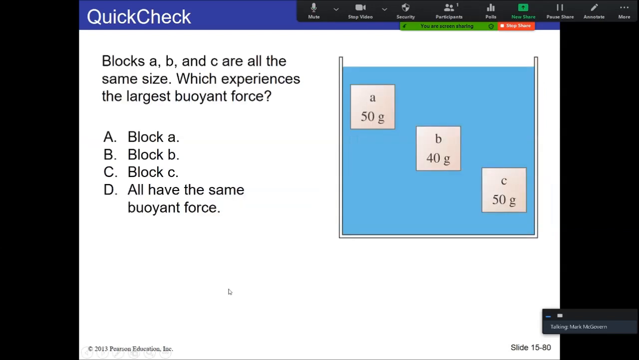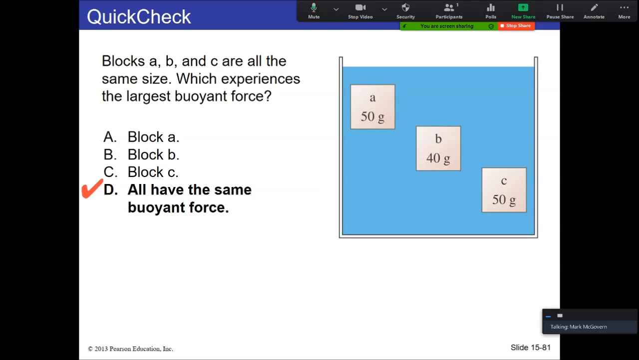Okay, fantastic. Right. Blocks A, B, C are all the same size. We want to know which one experiences the largest buoyant force. They have different masses. Keep that in mind. Okay? Well, at least one does. Different masses, different depths. The answer here is they all have the same buoyant force.